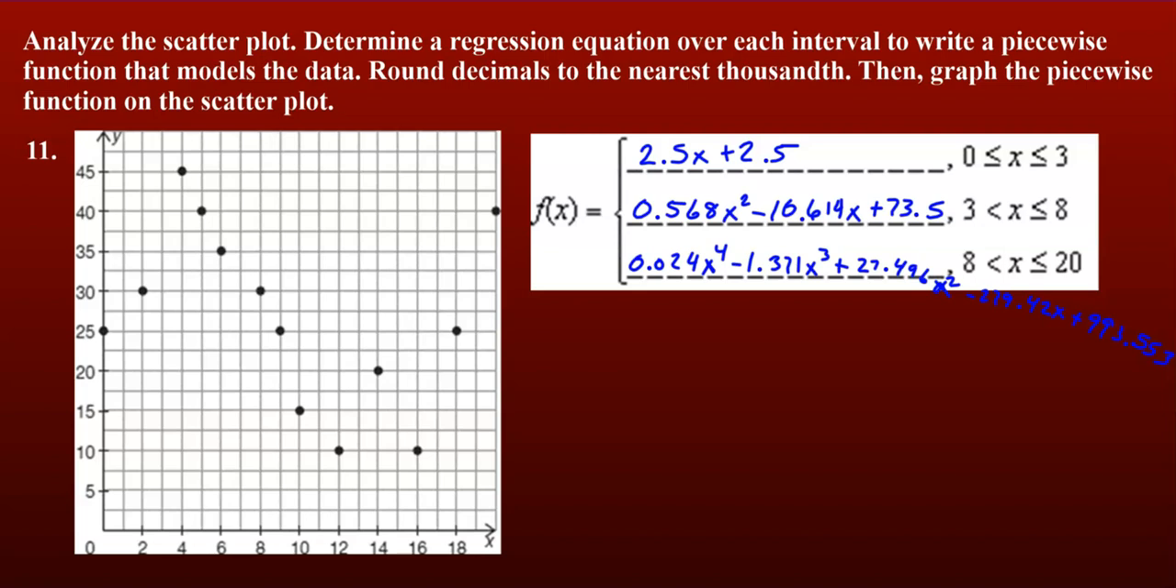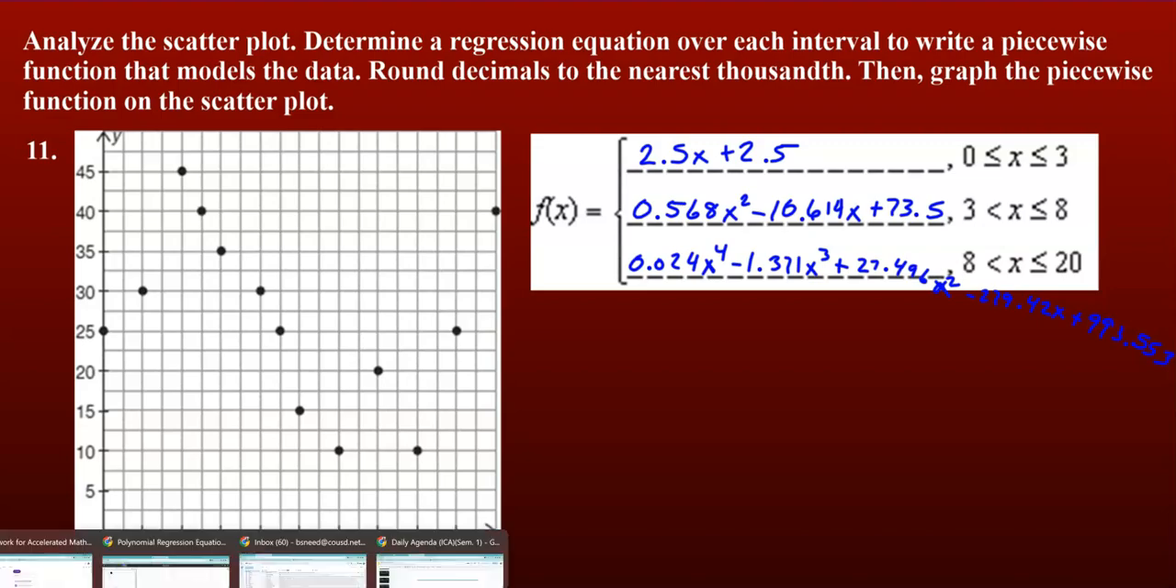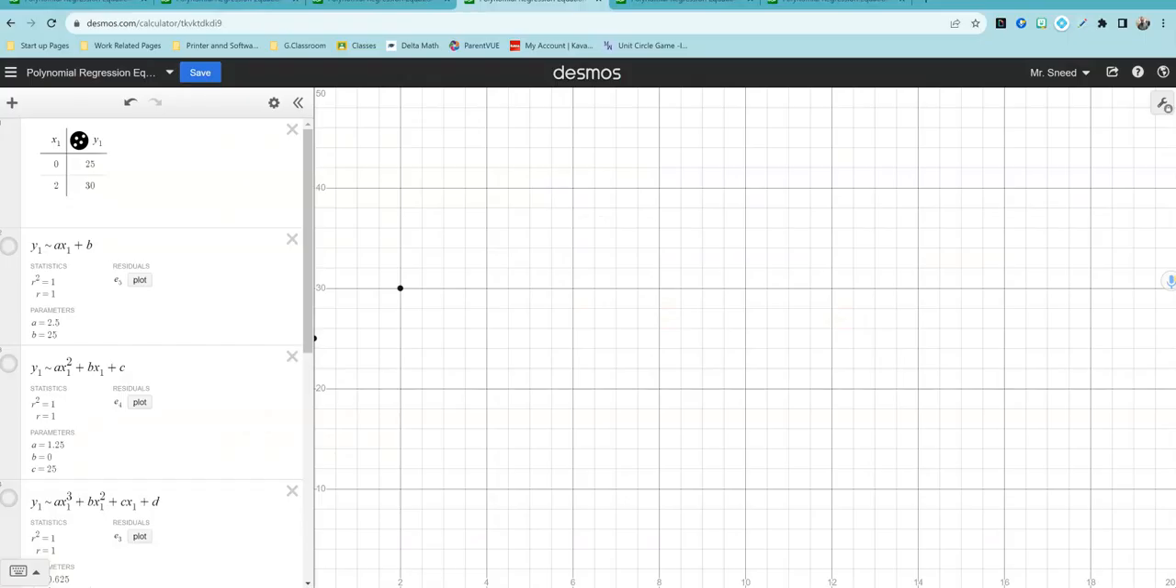So let's look at Desmos and look at each of these pieces real quick. So for the first part, all I have is really 2 points. It could technically be any function you want, but a linear will model this just fine, and the linear one came out with a 1, which tells me we should use that.